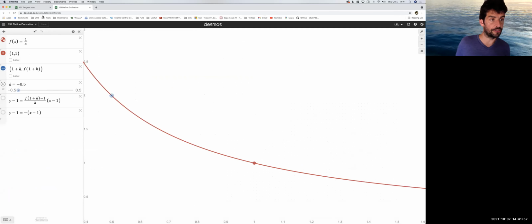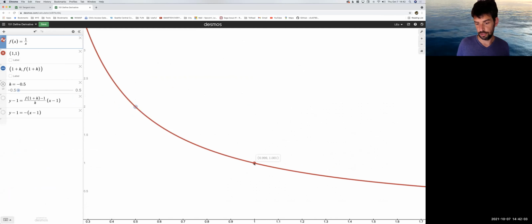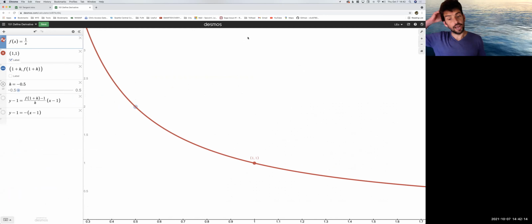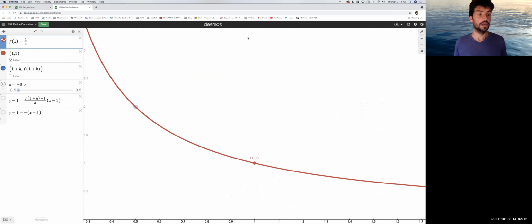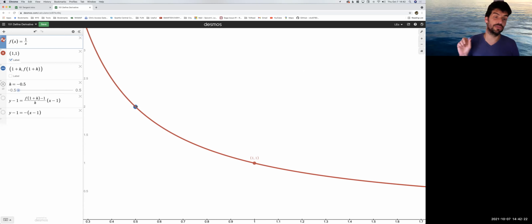So here's our function. I'm zoomed in pretty close to the point. That's the point 1, 1. I don't know why it won't let me select that point, but that is the point. Oh, I can just have it label it. There we go. There's the point 1, 1. Right? This blue dot represents the point at x equals 1 plus h.